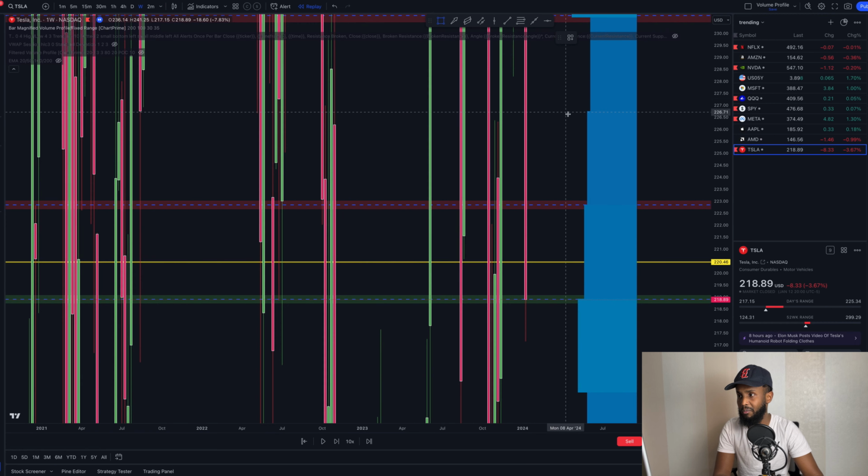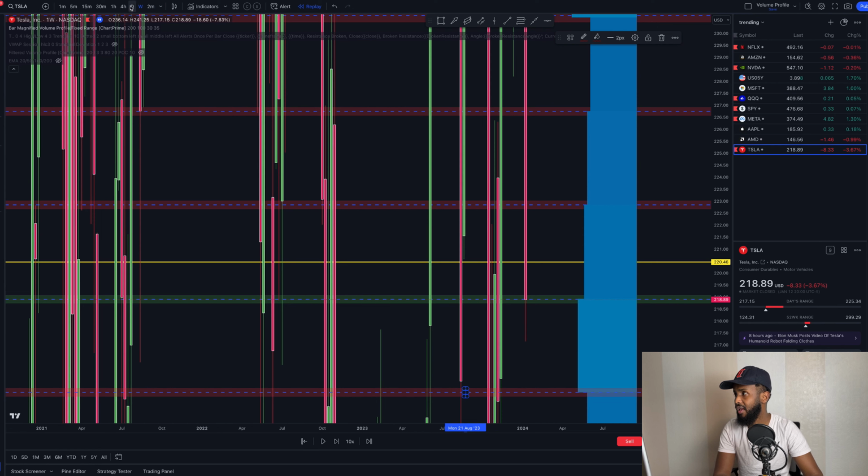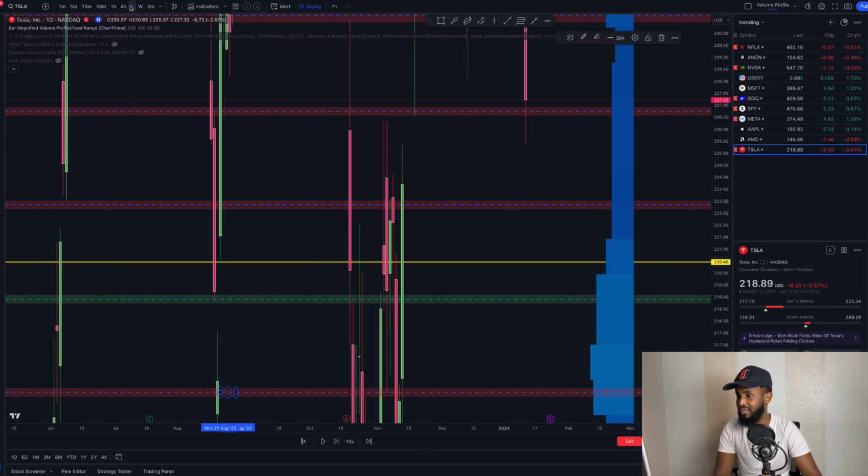And then same thing, there's another zone up here and another zone down here. And then sometimes I go to the daily time frame and I see if there are any other key zones that we need to work with.